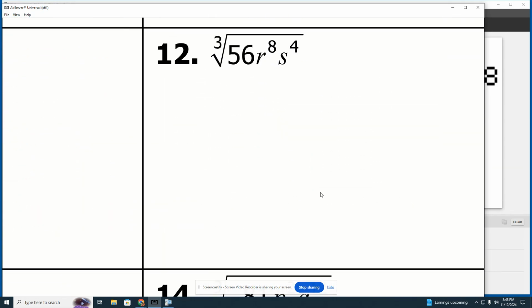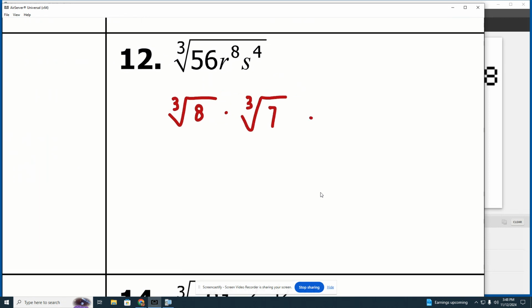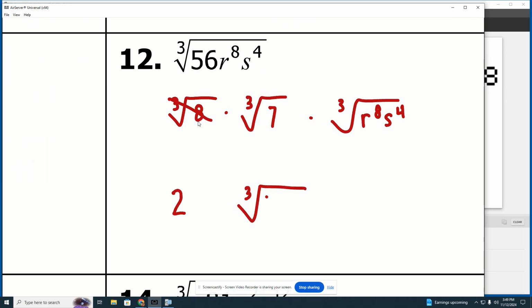So we're doing the cube root of 8 times what? Well, 56 divided by 8 is 7. So 8 times 7. And then off to the side, I'm going to write the variables. You've got the cube root of r to the 8th, s to the 4th. We'll worry about that in a minute. Let's focus first on the numbers. The 8 gets to escape. The cube root of 8 is 2. So 2 comes out, and 7 is trapped inside.